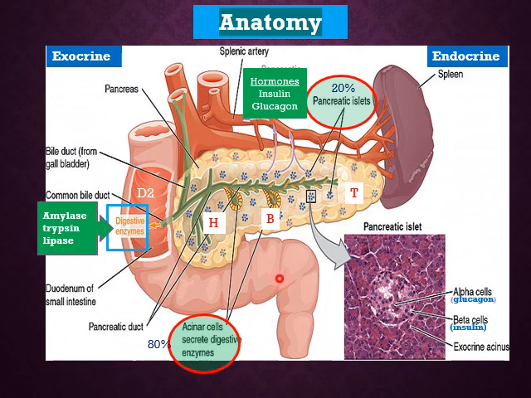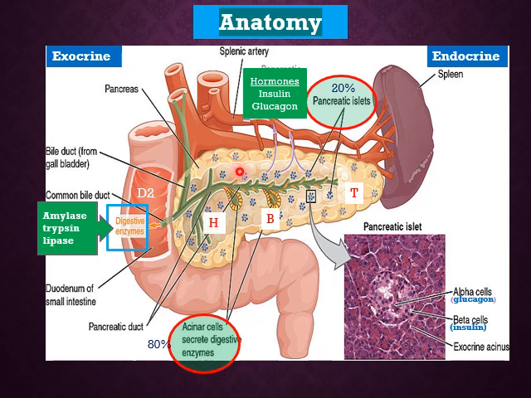This slide shows a diagram of a pancreas. This yellow structure here is the pancreas, which consists of a head, body, and tail. As you all know, the pancreas is a retroperitoneal organ where the head nicely sits into the C shape of the second part of the duodenum.